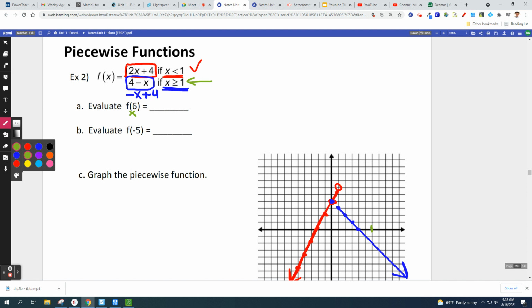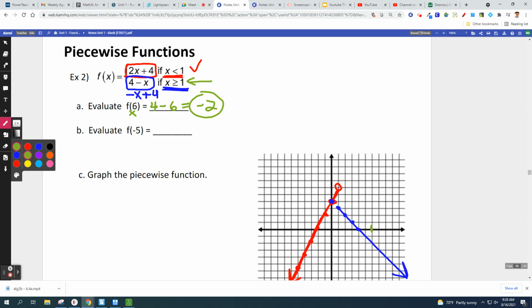Okay, if we're looking at 6, we're definitely looking at the blue part. And so all we really have to do is plug in 6. 4 minus 6 equals negative 2. F of 6 equals negative 2.